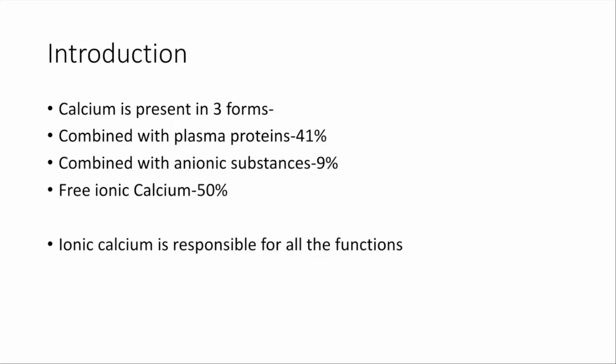So the topic for today is calcium metabolism. Calcium is present in our body in three forms: combined with plasma proteins, which accounts for 41%, combined with other anionic substances, which accounts for 9%, and 50% exists as free ionic calcium, the Ca2+ form you see. So ionic calcium is the one responsible for all of its functions.